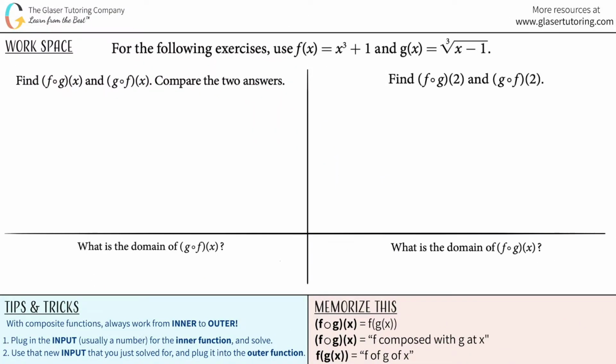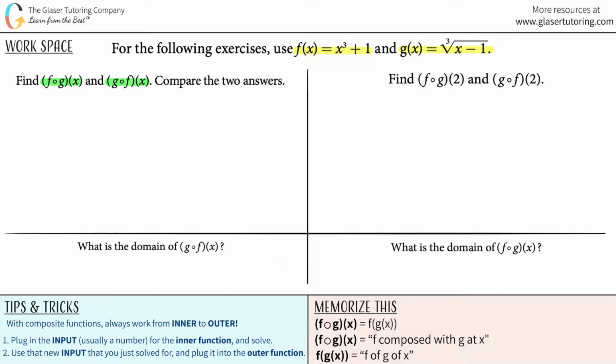For the following exercises, use f of x equals x cubed plus 1 and g of x equals the cube root of x minus 1. And then we basically have 4 different questions. So let's just start with the first one on the upper left. We need to find f composed with g at x and g composed with f at x. And then we have to compare the two answers.